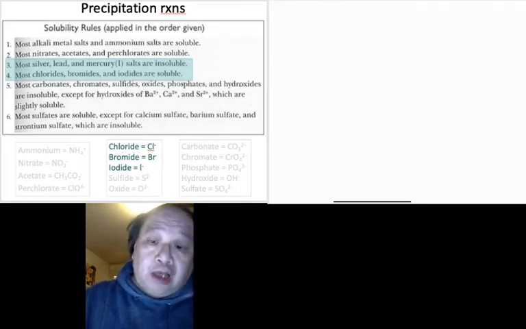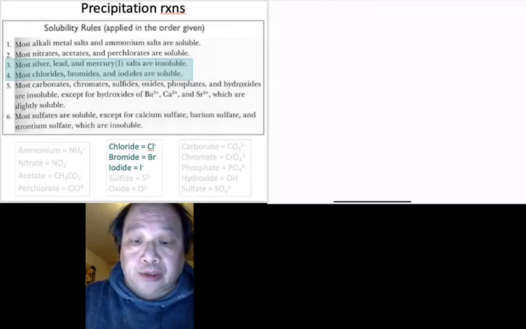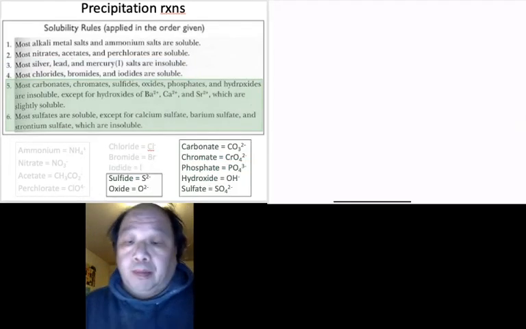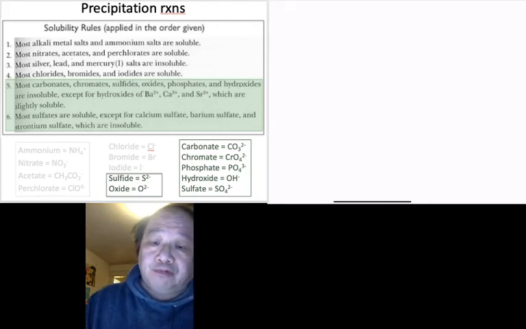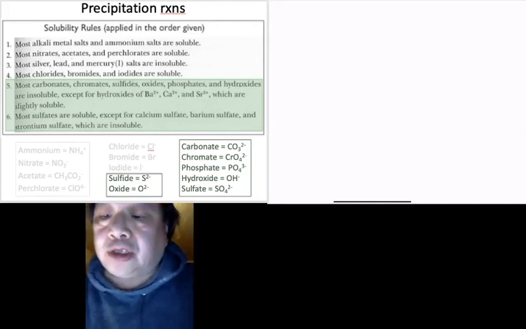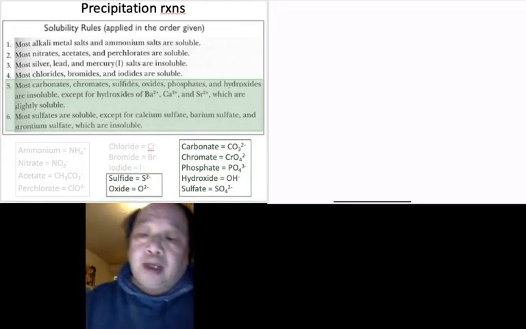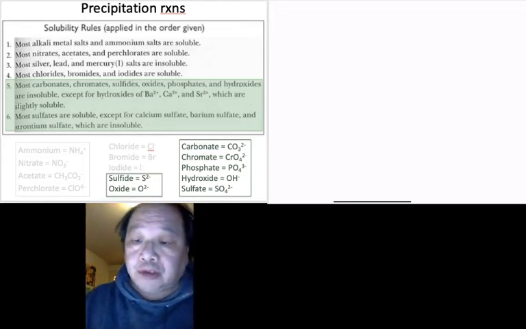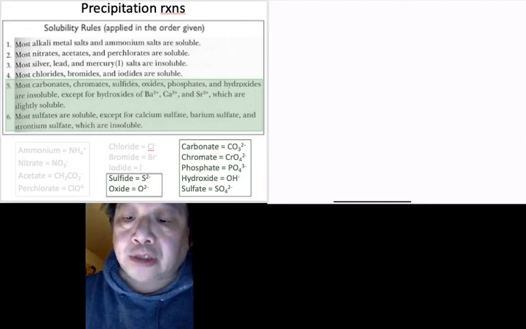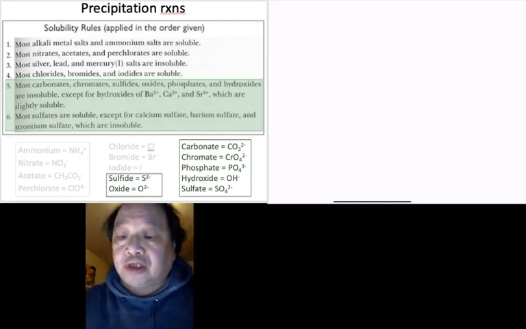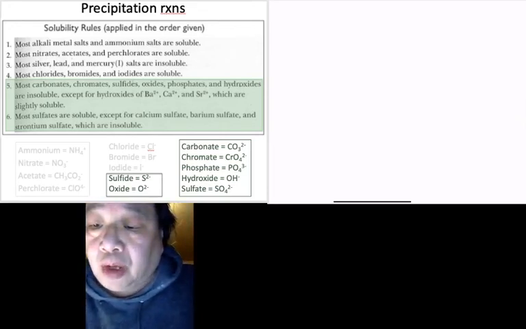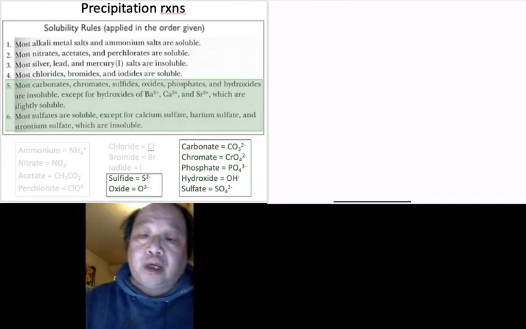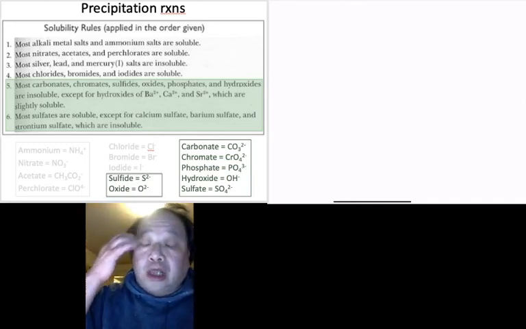Rule 5 is the longest, and it's got the most nomenclature. Carbonates, chromates, sulfides, oxides, phosphates, and hydroxides are insoluble. Well, first, what the heck are they? Carbonates are CO3 2-. Chromates are CrO4 2-. Sulfides are S2-. Oxides are O2-. Phosphates are PO4 3-. You can see this is a horrible area. Hydroxides are OH-, and sulfates are SO4 2-. And they are all insoluble. It's fairly low on the list.